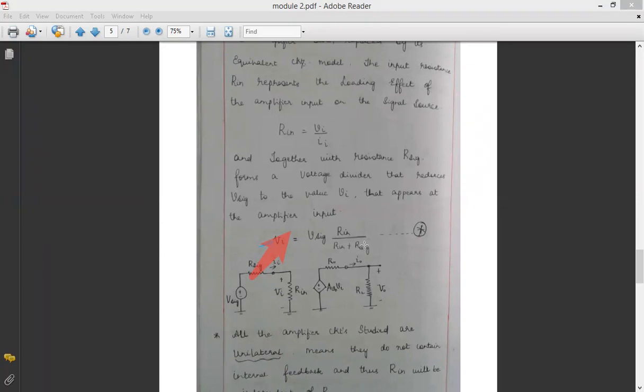You can neglect this R signal because your Rin is very, very much higher than R signal. So this Rin and this Rin will get cancelled. Your Vi will be equal to V signal. Okay, your Vi will be equal to V signal.